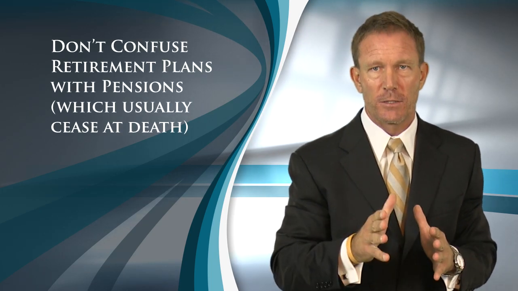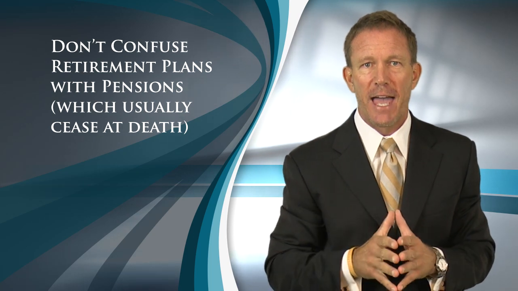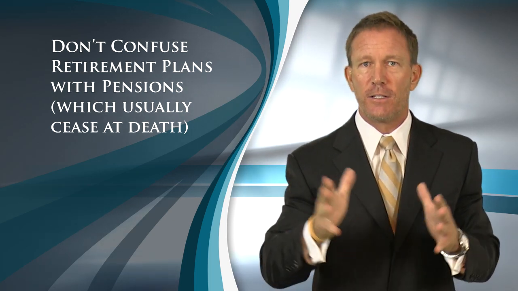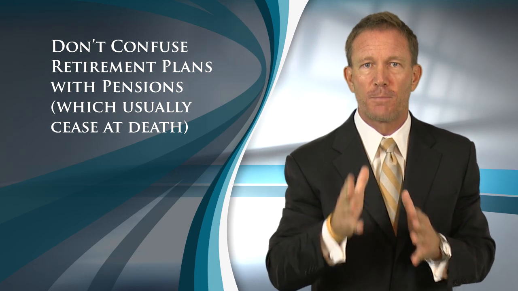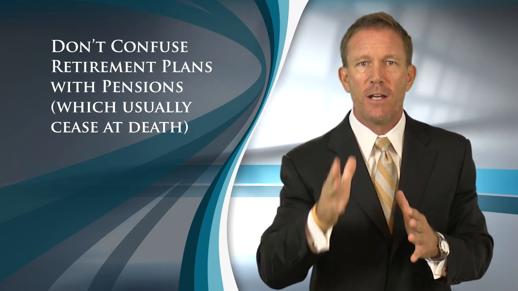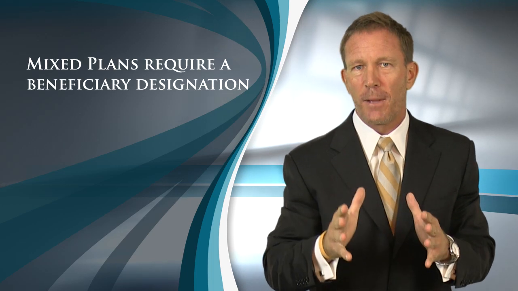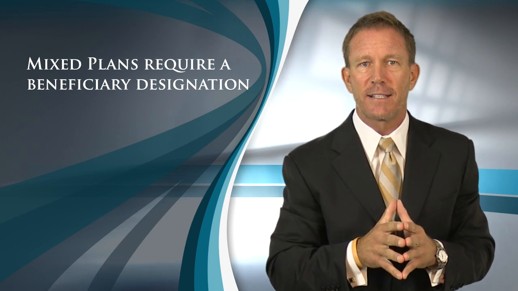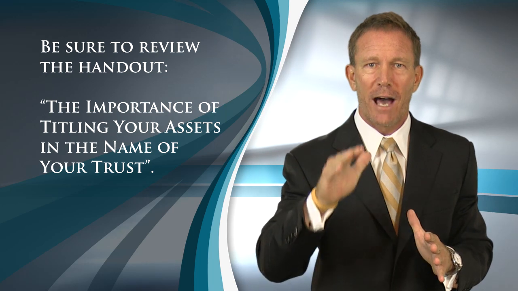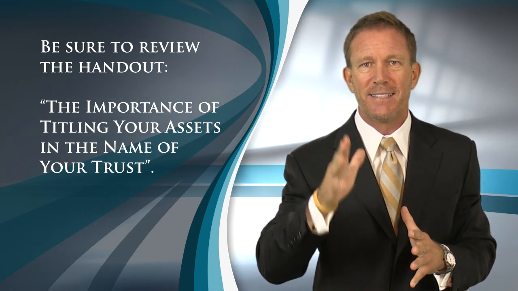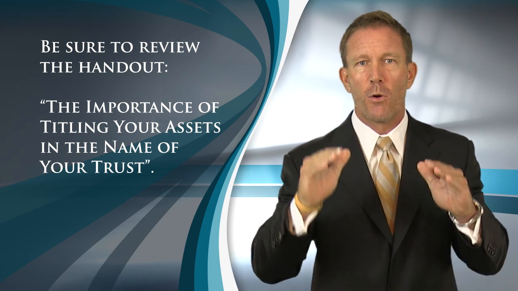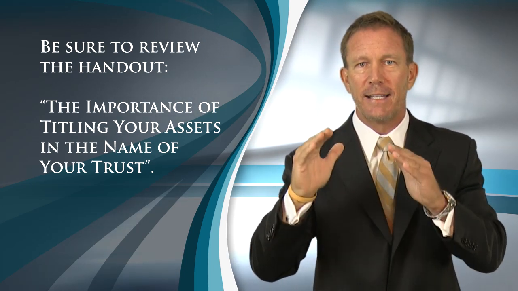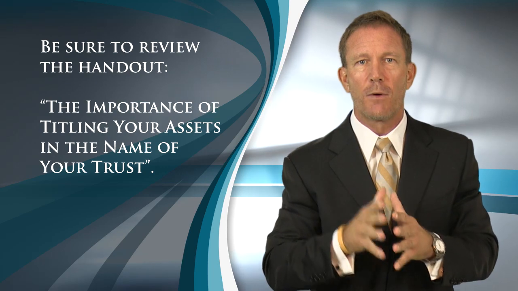As a final note, don't confuse retirement plans with pensions. Pensions typically cease at death. And since there is nothing to pass on, there is typically nothing to do other than to make sure your spouse receives any continuing payments to which they may be entitled. Yet some plans are part pension and part retirement plans, in which case you still need to designate a beneficiary to receive the remainder. All this information and more, including how to identify a qualified retirement plan, is set forth in the handout called The Importance of Titling Your Assets in the Name of Your Trust, which we again remind you to review.